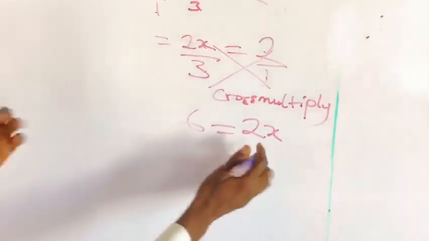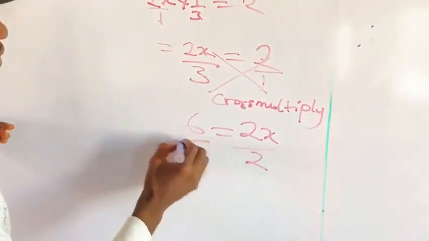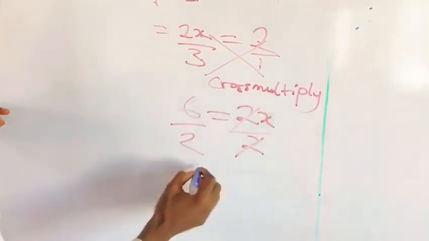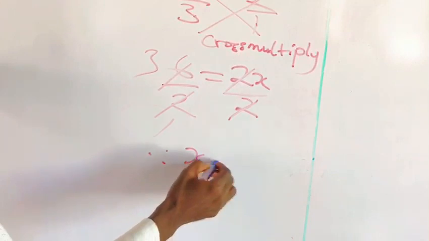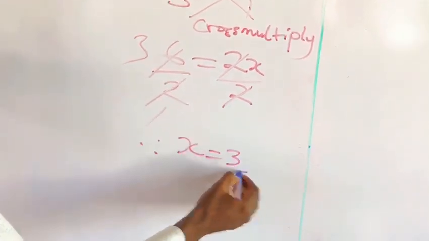So how am I going to get my x? Divide both sides by 2. 2 cancels 2, 2 here gives 1, 2 here gives 3. Therefore x is equal to 3.